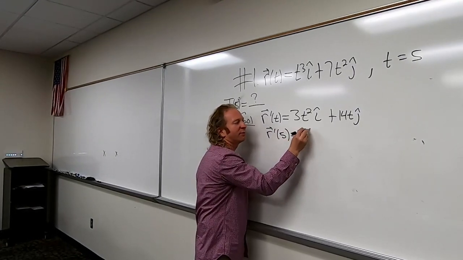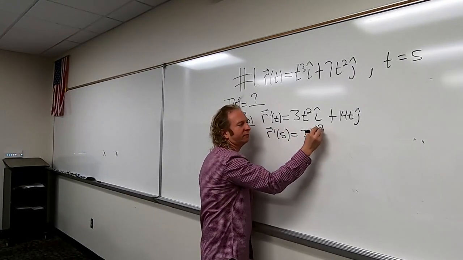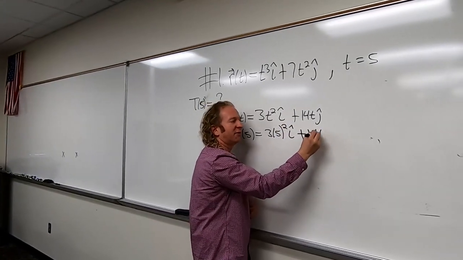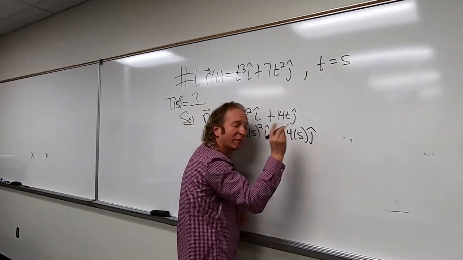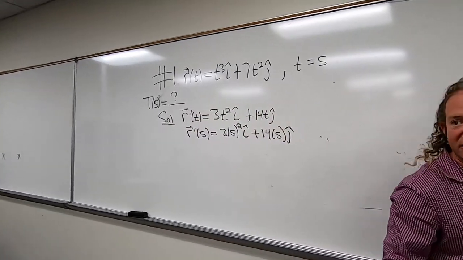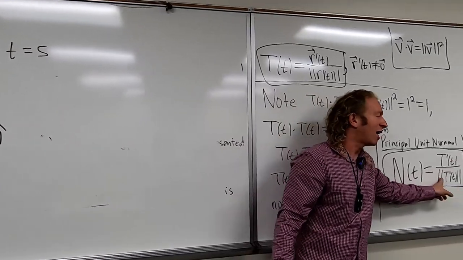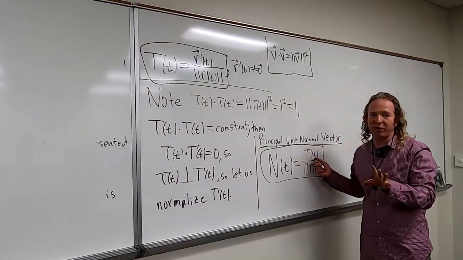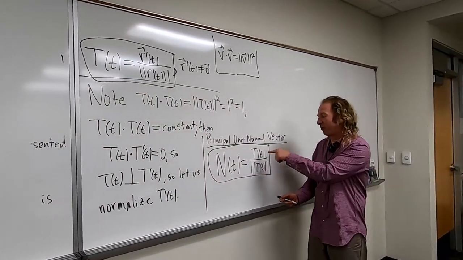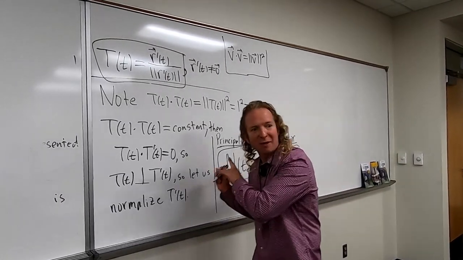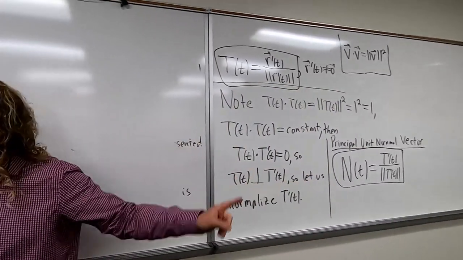So it'd be 3 times 5 squared i hat plus 14 times 5 j hat. And again, the reason we can plug in the 5 is because we're done at this step. If we had to compute this instead, we would not plug in the 5 yet, because we would have to differentiate T prime, right? So we would have to wait. So that makes it harder. I mean, that's way harder.